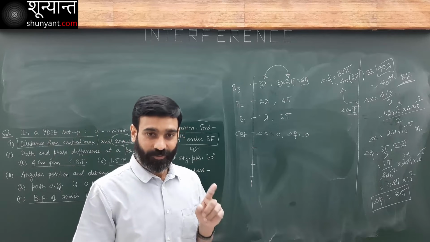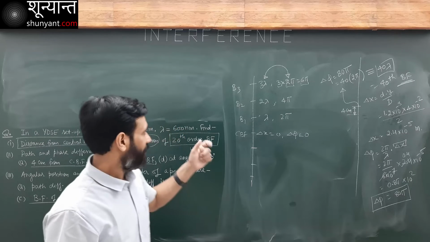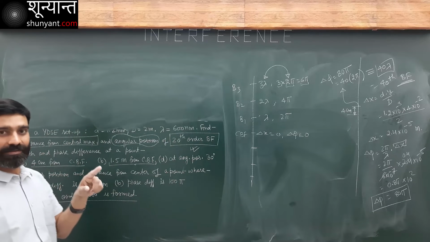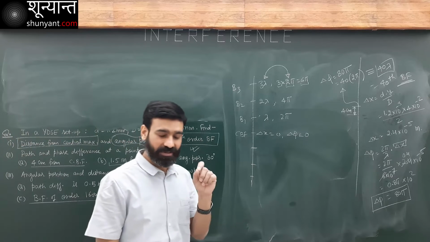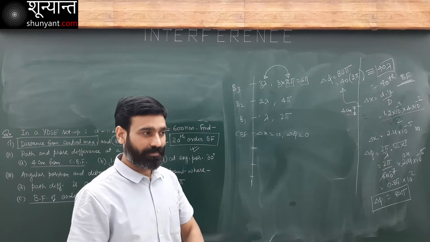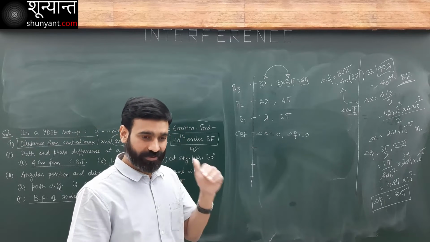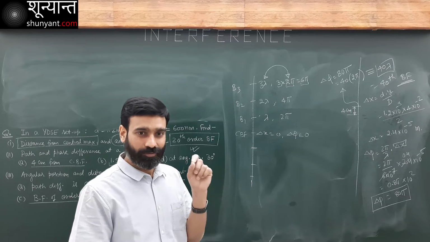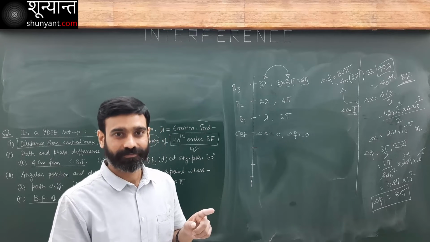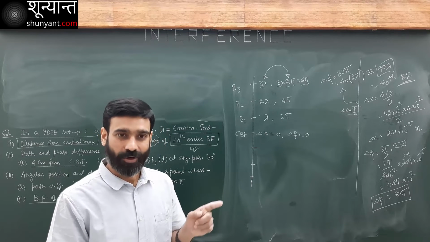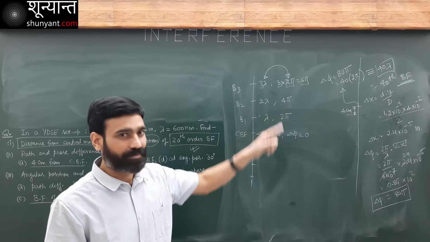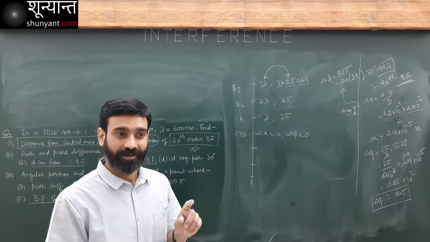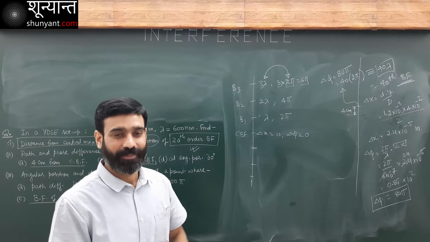Try to relate, try to understand. At 4 centimeter from the central bright fringe, from the center of the screen, central maxima, at a distance of 4 centimeter from it, I am going to get a bright fringe. Which order? 40th bright fringe.